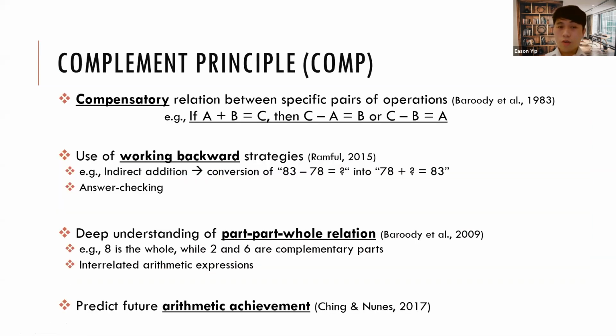So now we know that relational reasoning is important and can contribute to mathematics, but what is the underlying mechanism? In our study, we propose that it may be through the understanding of the complement principle. So what is the complement principle? Here is a classic example of this principle. It is suggested in the literature that understanding of this principle would facilitate the use of working backward strategy, as well as allow deep understanding of part-whole relations. And in some previous studies, it has been shown that understanding of the complement principle would predict future arithmetic achievements.